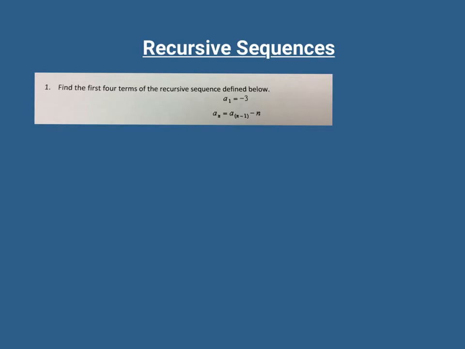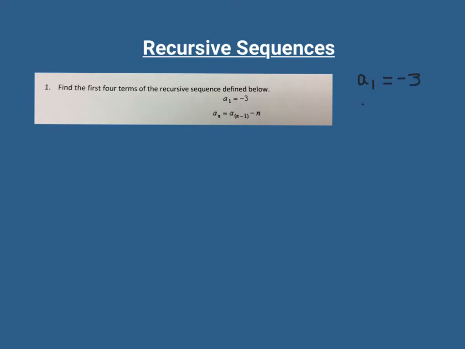If you take a look at number 1, it asks you to find the first 4 terms of the recursive sequence defined below. It tells us here a sub 1 equals negative 3, and that's your first term, so the first term is done for us. I'm going to make an answer box off to the side. The first term we're going to call a sub 1, and we already know that's negative 3.